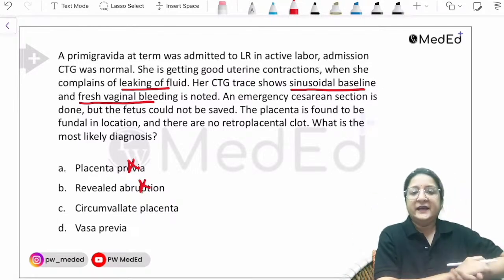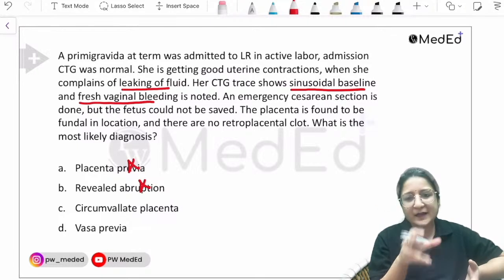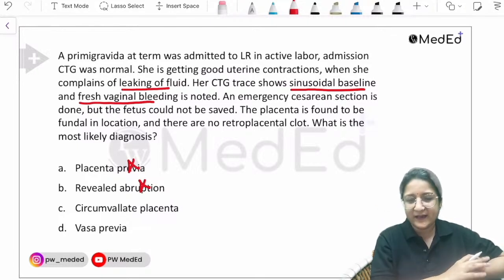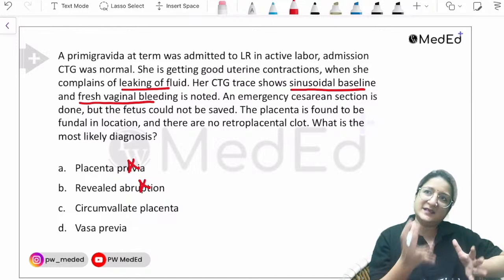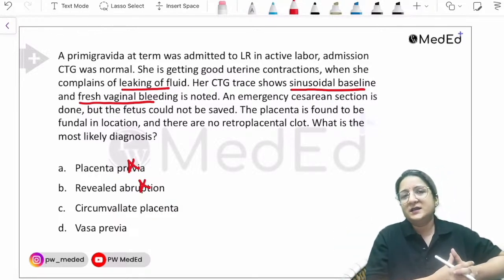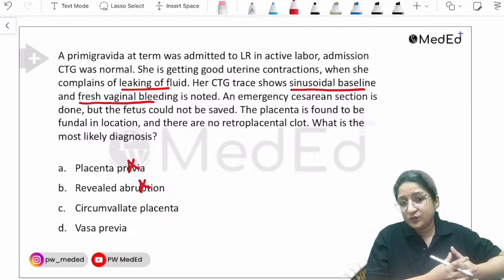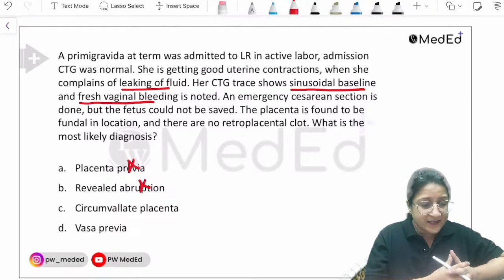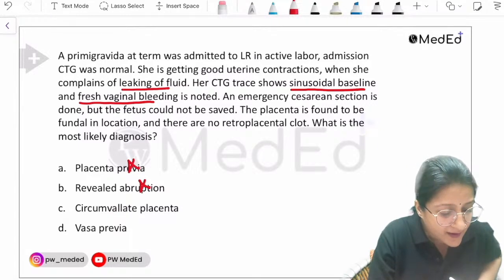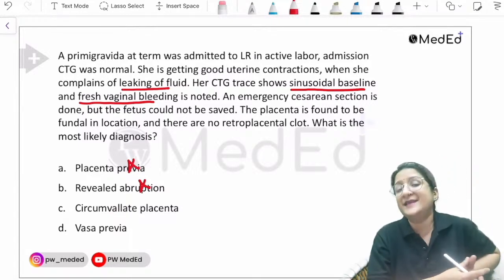Then circumvallate placenta, that does not typically present in this manner. It can predispose to certain situations like increased risk of placental abruption as well, but it typically doesn't present in this manner. So that's why Sanat, the answer is not C.